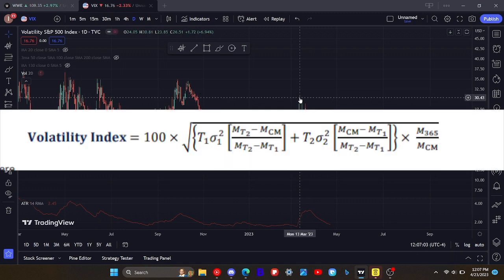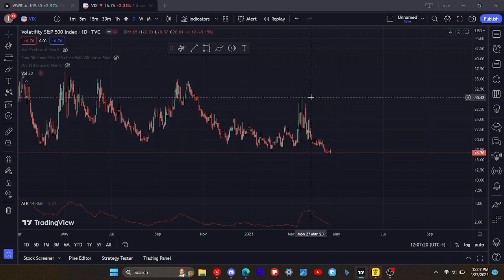This Egyptian hieroglyphics looking thing is the VIX. This is the formula which is used to calculate the VIX. If you don't understand, don't worry about it. The point is, it's just a bunch of mathematical equations calculated from the premiums of calls and puts and options. That's why technical analysis on the VIX doesn't work, because there are no buyers or sellers.